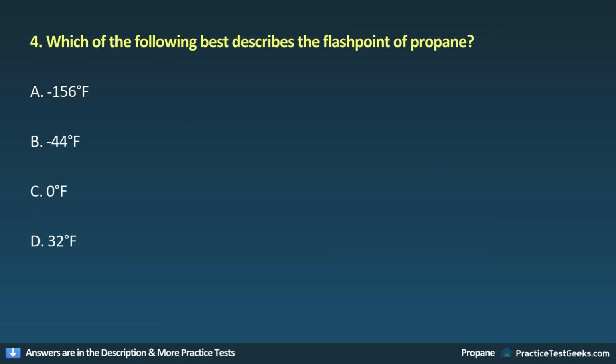4. Which of the following best describes the flash point of propane? A. Minus 156 degrees Fahrenheit. B. Minus 44 degrees Fahrenheit. C. 0 degrees. D. 32 degrees Fahrenheit.